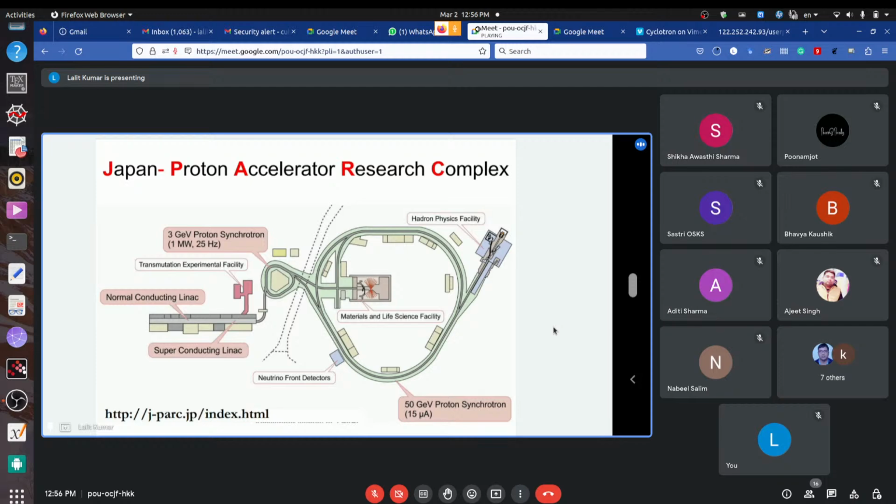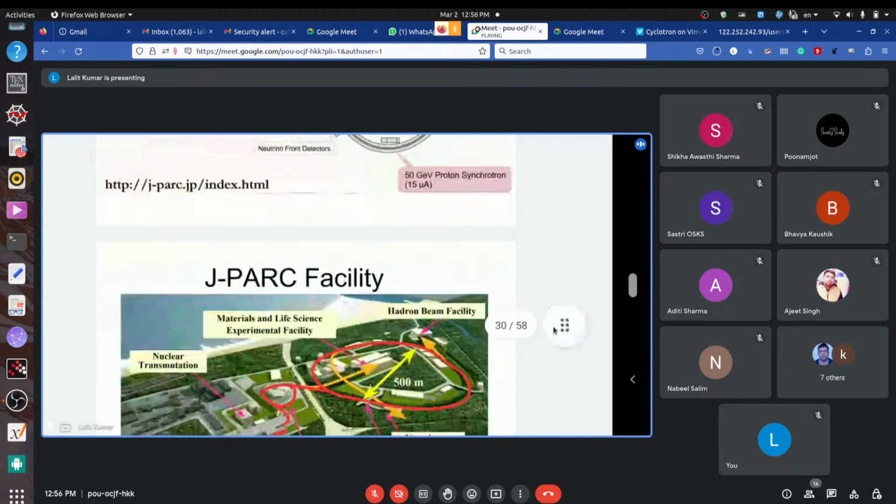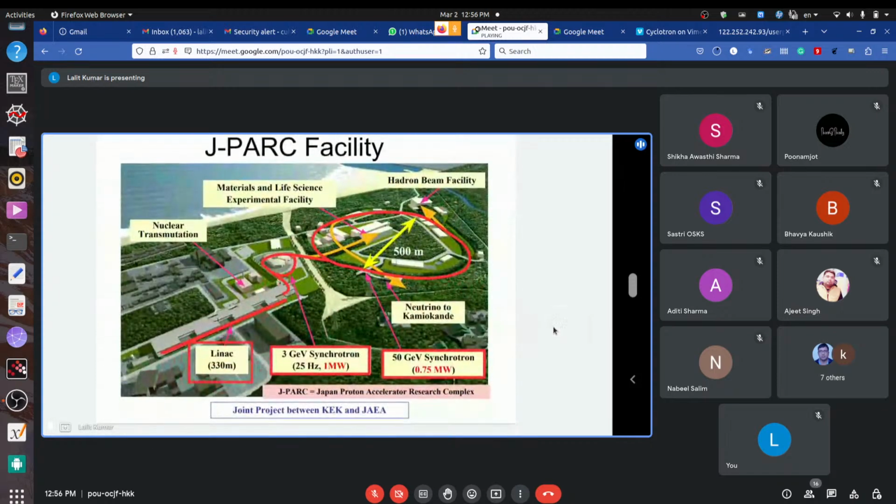So this is the J-PARC facility. You can see what the sizes are. The LINAC is 330 meters, the 3 GeV synchrotron is 1 megawatt, and the 50 GeV synchrotron is half a kilometer in diameter, if you want to call it that. This is what we have there. And this is the one which sends neutrinos to Kamiokande. As I mentioned, the T2K people are doing the neutrino oscillation work, and that is done in this particular place indeed.